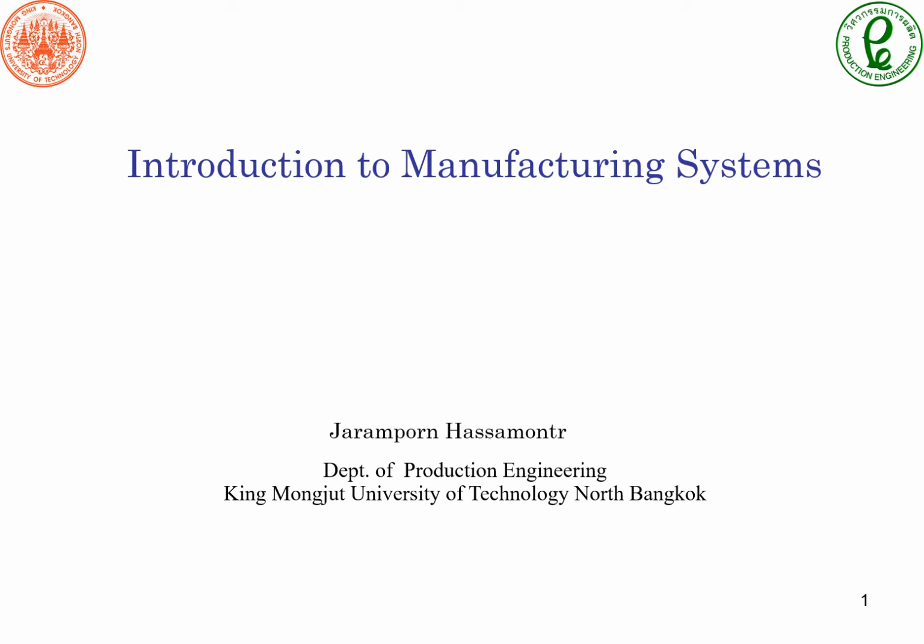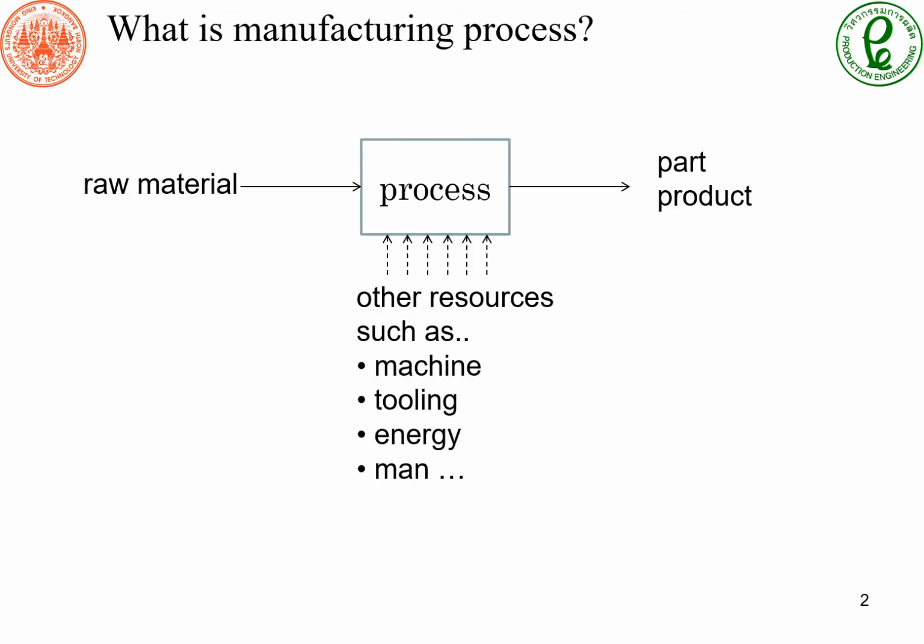Today I will talk about manufacturing systems. Manufacturing systems in this topic means a company that conducts manufacturing process as part of their business activities. So what is manufacturing process? Manufacturing process is a process that converts raw material into physical product that customers want.